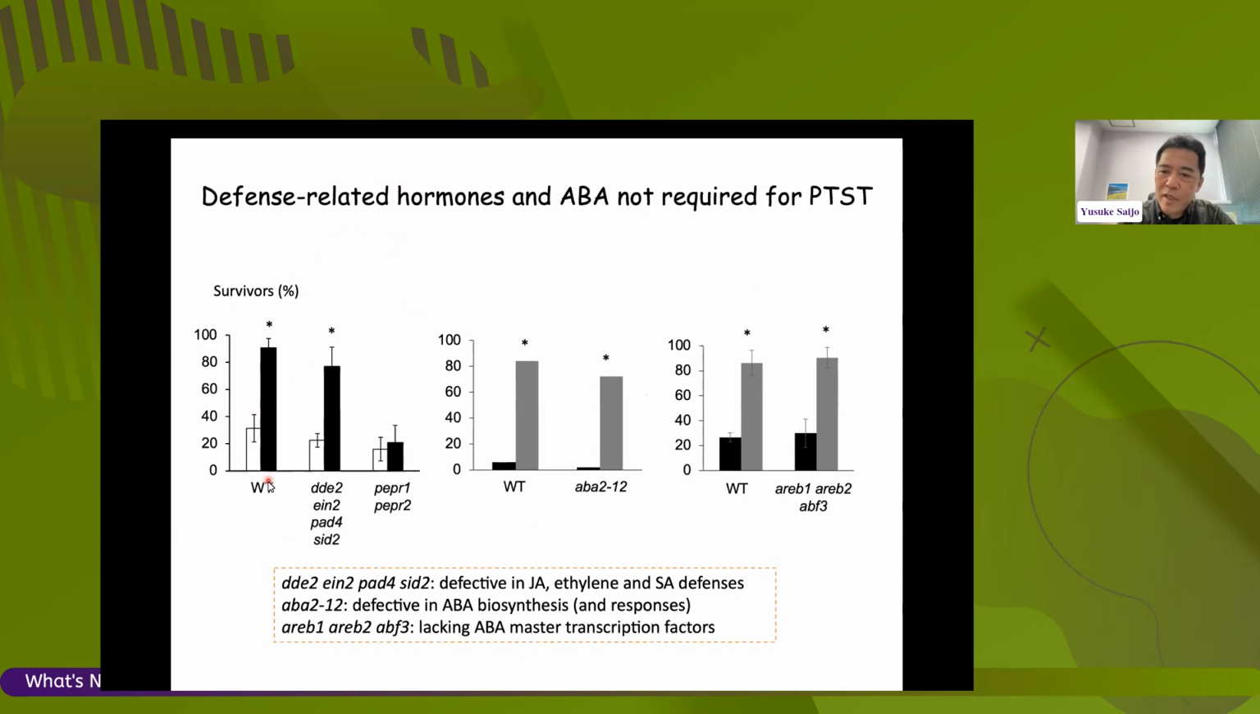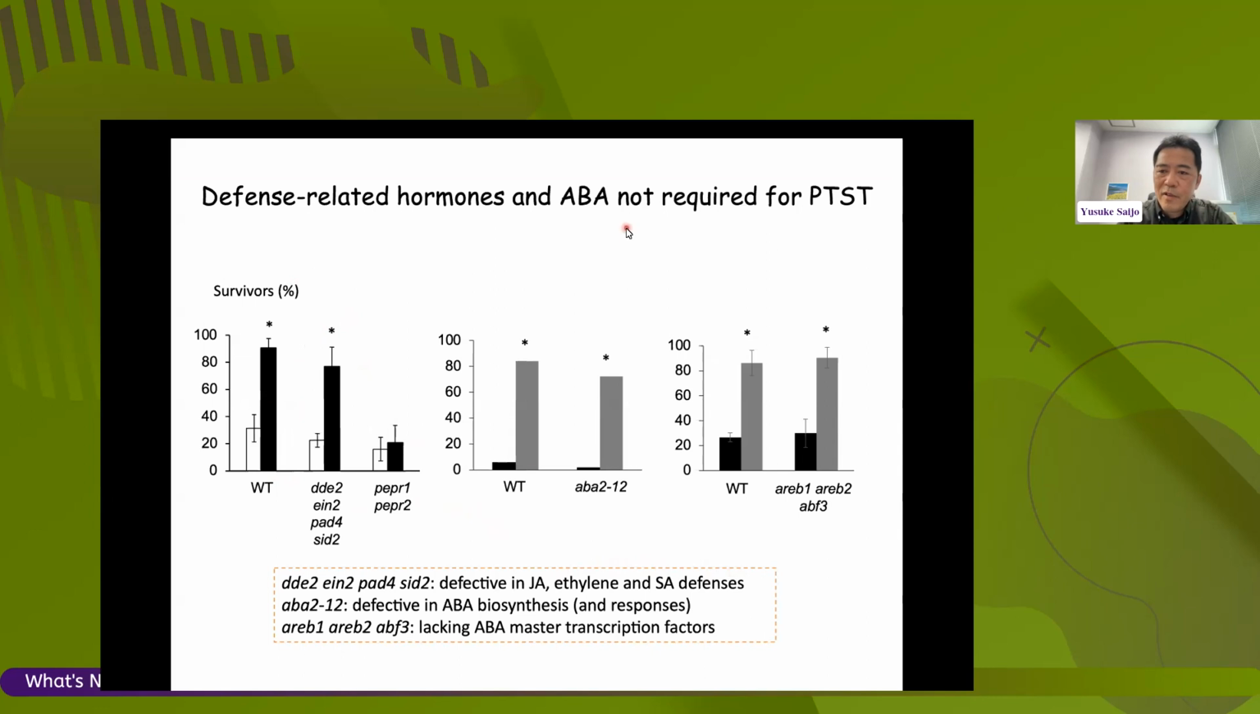First we took this DD2 IN2 PAD4 CYT2 quadruple mutant generated by Kentsuda. You can see here, in this mutant essentially all defense related JA, SLN, and SA defenses are simultaneously disrupted. But even in this mutant setting, you see a high activation of PTSD following PEP pretreatment.